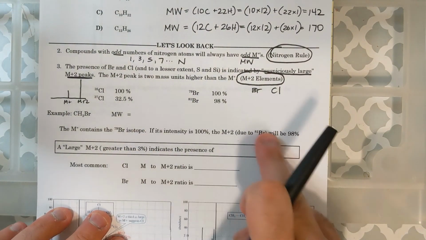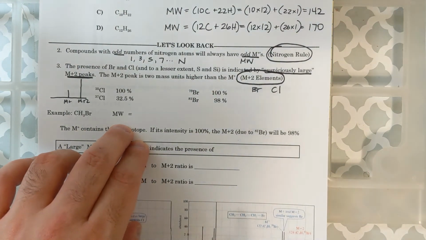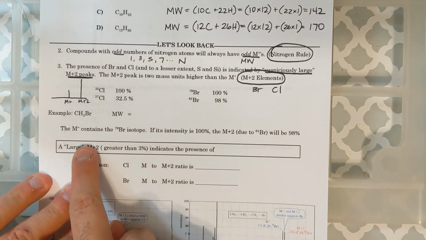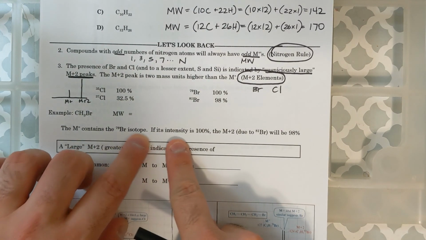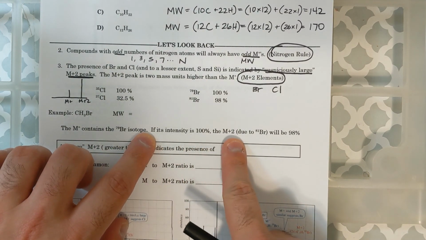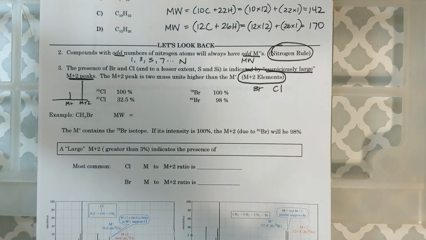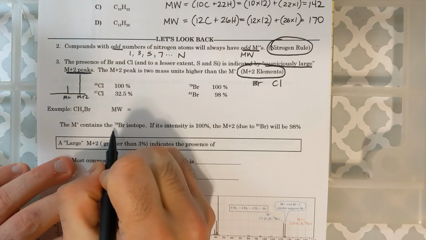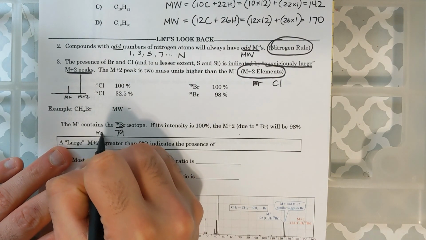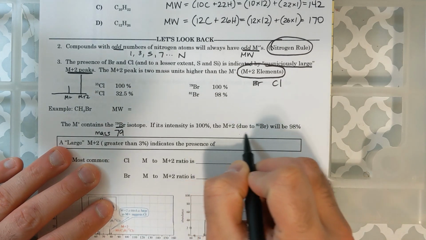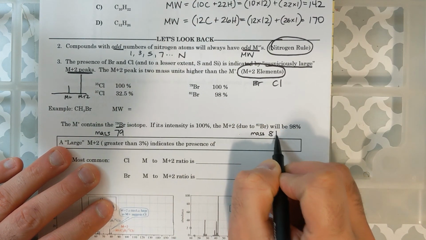Just going to skip this little thing here about the example. This is just an example of calculating a molecular weight. So anyways, the M plus contains the bromine isotope. If its intensity is 100%, the M plus 2 due to bromine 81 will be 98%. What this means is this is bromine with a mass of 79 and bromine with a mass of 81. That's what 81 bromine means.